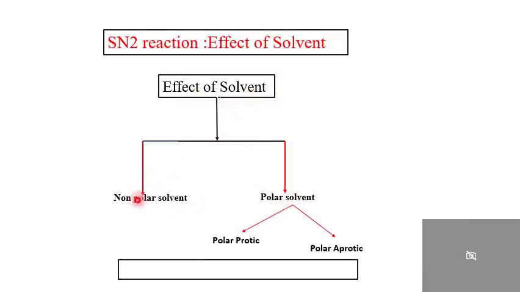The associated solvent is non-polar, or the solvent is polar. Again, the polar solvent is divided into two parts. Polar protic means polar and also containing a hydrogen, and polar aprotic means it doesn't contain a hydrogen. That is called an aprotic solvent. SN2 reactions prefer polar aprotic solvent. Therefore, in polar aprotic solvent, the rate of SN2 will be more.